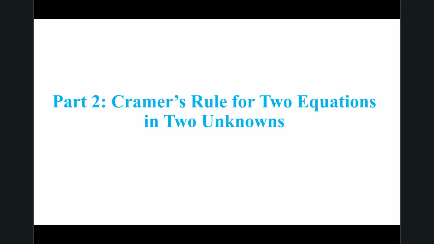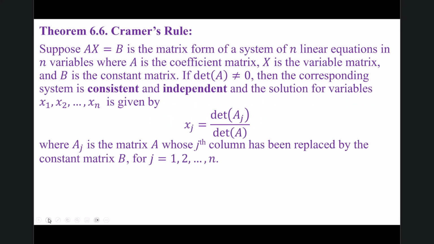Part 2, Cramer's rule for two equations in two unknowns. Cramer's rule says this: suppose AX equals B is the matrix form of a system of equations, where A is the coefficient matrix, X is the variable matrix, and B is the constant matrix. If the determinant of A is not 0, then we can use Cramer's rule. The system is consistent and independent, and the solution is given by this right here.